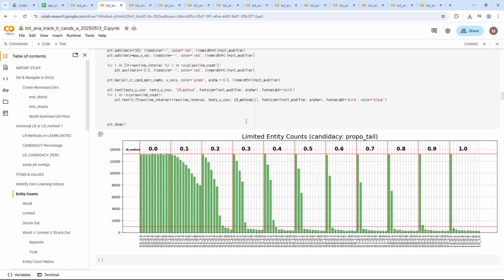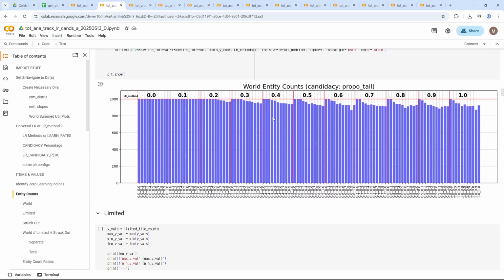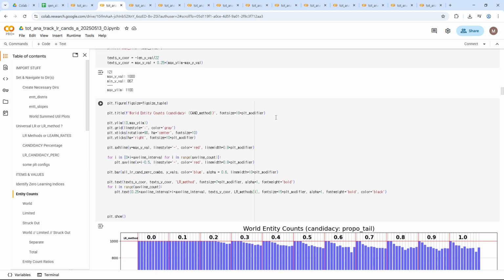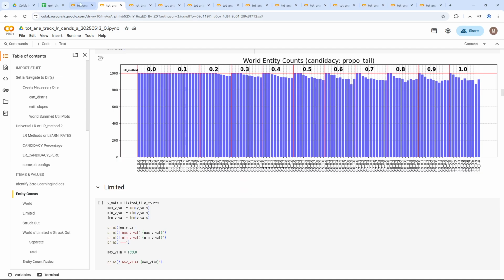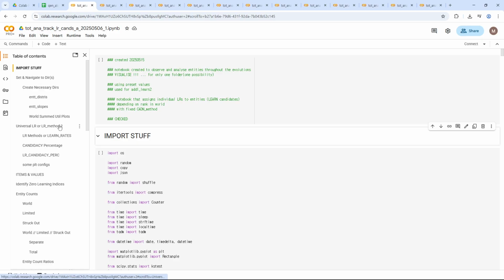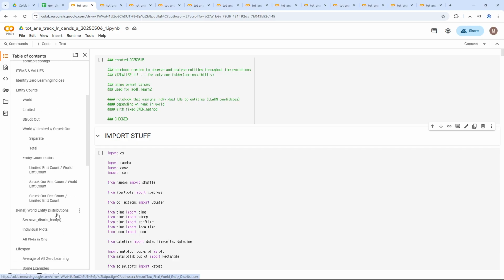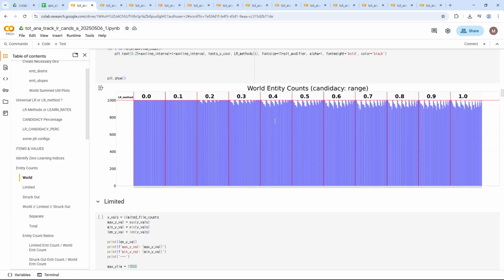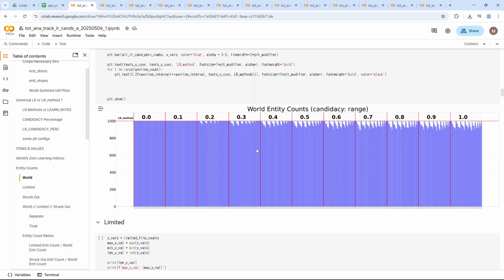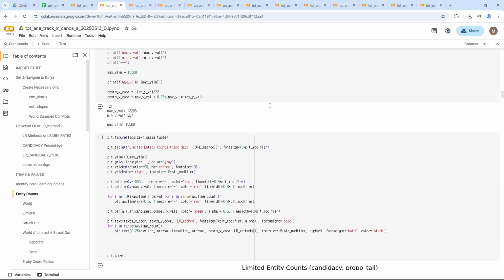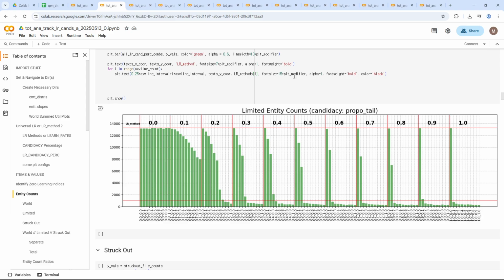So when we compare the world entity counts, as in how many entities there were in the final world when the evolution iteration ended, this is 0506-1, and when we have a look at that, this is what we get. So quite similar. The fact that there are fewer entities as the effective learning goes up doesn't change. Yeah. So moving on to limited entity counts.